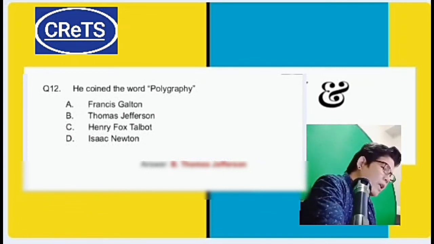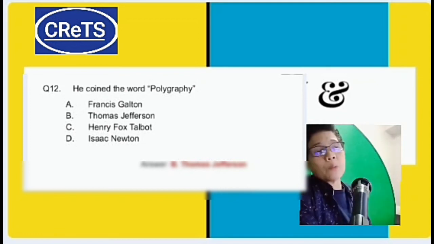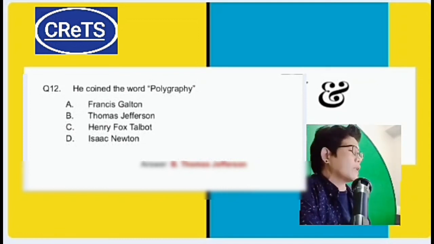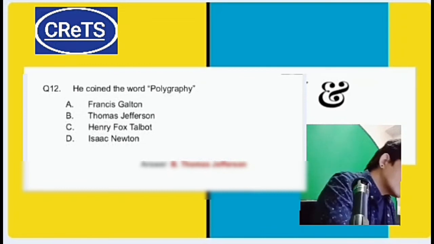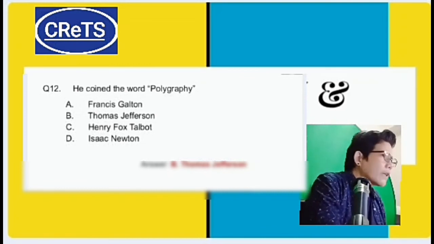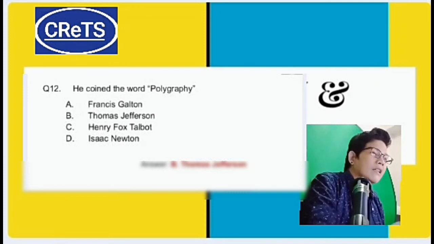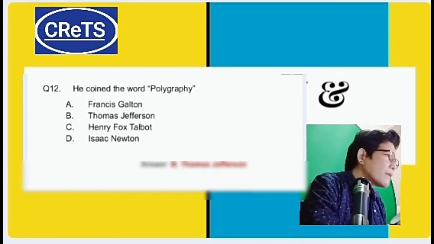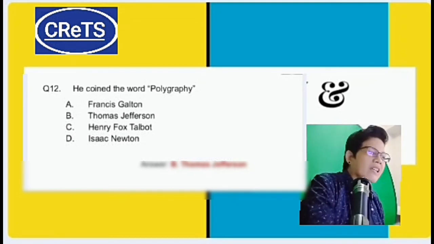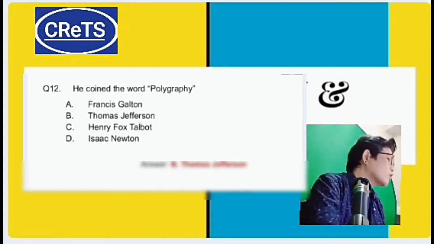So, hindi mo maiiwasan. And now, here comes the number 12 question. He coined the word polygraphy. So, meaning, pertaining to a person, and that person is a male. Ano? He daw eh. He coined the word polygraphy. Pag sinabing he coined the word, siya yung nagpasimula, siya yung nagpauso, siya yung nagtag, siya yung unang gumamit.